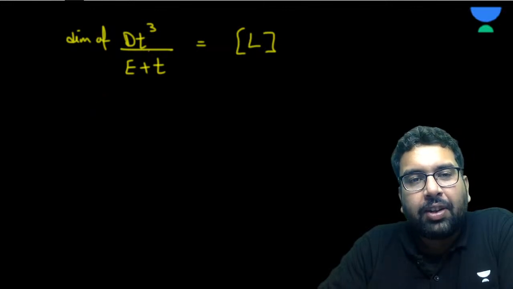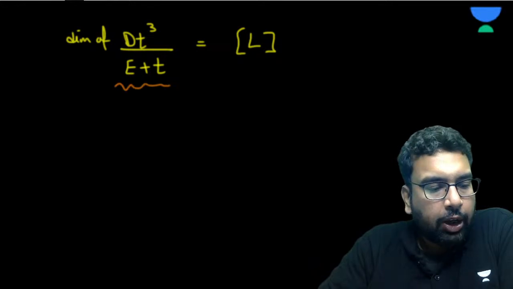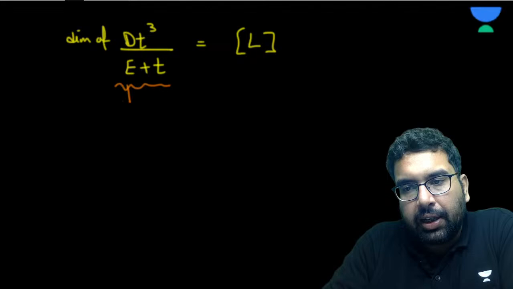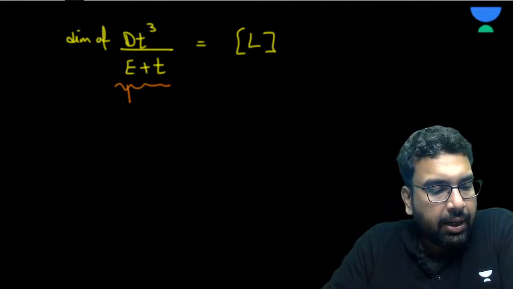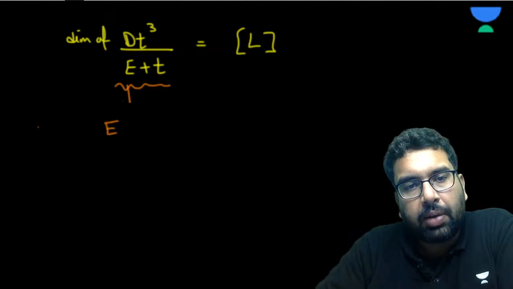So the dimension of dt cube upon e plus t. See, e is added to t. So e can be added to t only when e and t have the same dimension. So what is going to be the dimension of e?